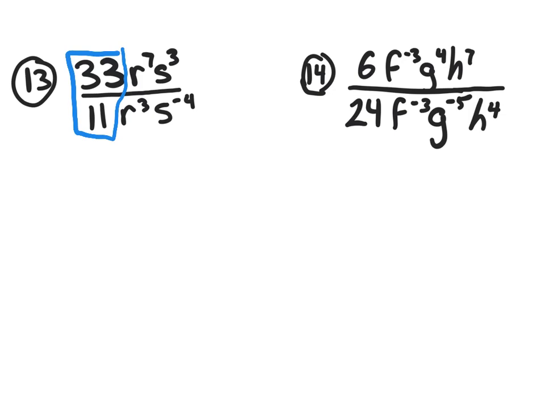So on my answer so far, I have a 3 up here. Now, how about the r's? Well, I have 3 r's on the bottom. These 3 r's cancel out with 3 of these 7. I will have 4 left up on top, so I'll put r to the 4th up there.